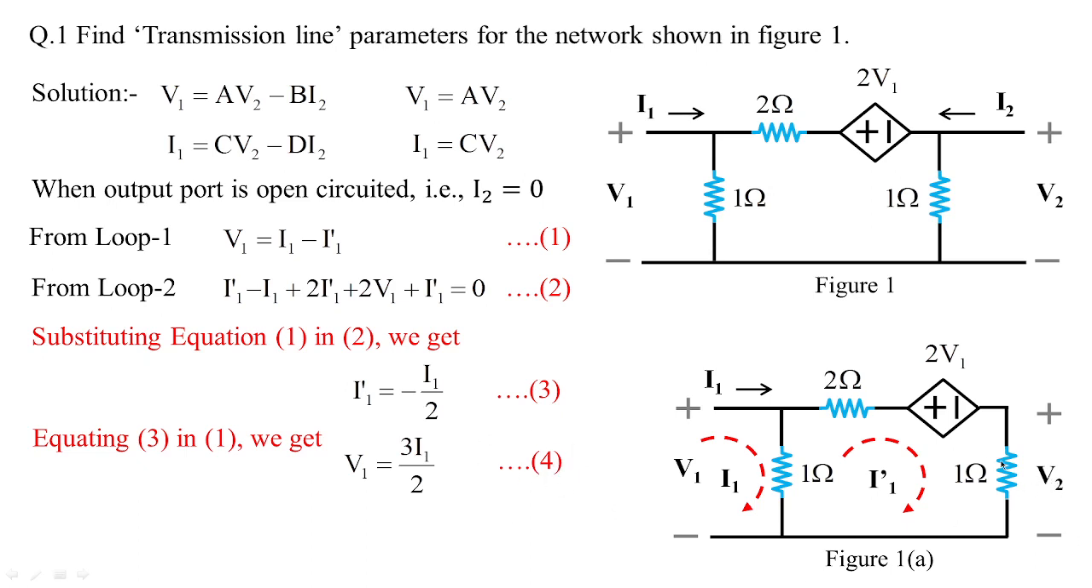Also, if you observe, from loop 2, V2 is nothing but the measurement of voltage across 1 ohm, which is equivalent to 1 multiplied with I1 dash. But I1 dash from equation 3 is equivalent to minus I1 by 2. So substituting this value, we obtain V2 in terms of I1, which is minus I1 by 2. So equation 5 is framed. Now from equations 4 and 5, we have V1 equal to 3I1 by 2, V2 equal to minus I1 by 2.